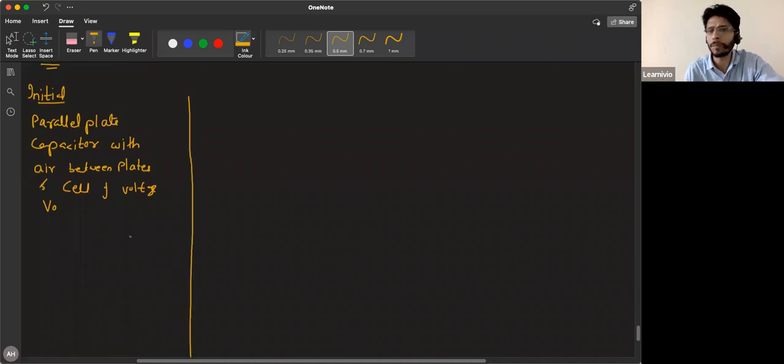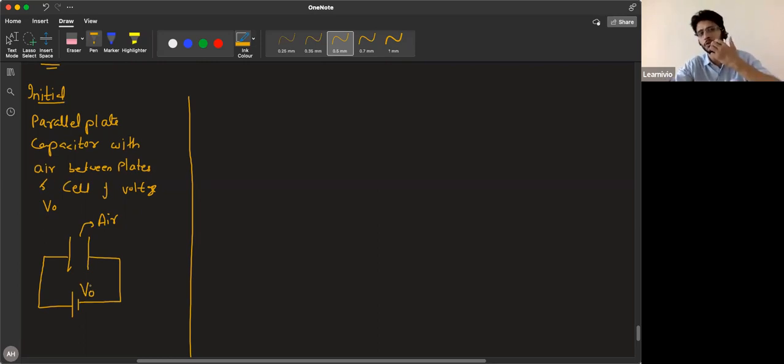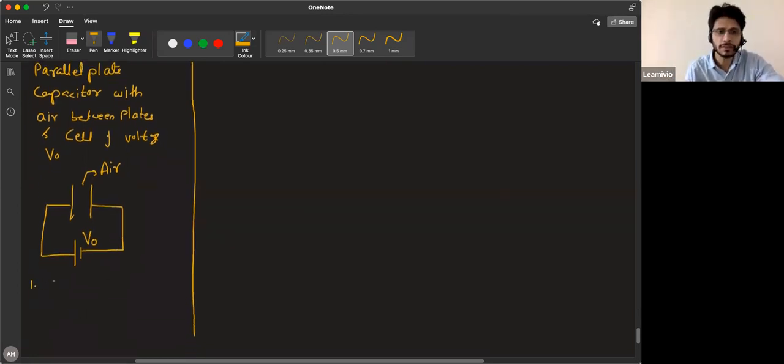So this is the initial condition. You have a parallel plate capacitor with air between the plates and a cell of voltage V0. The medium between the plates is air, and it's connected to a cell. Voltage of the cell is V0. So what is the capacitance? Capacitance, I call it C naught. This is epsilon naught A by D.